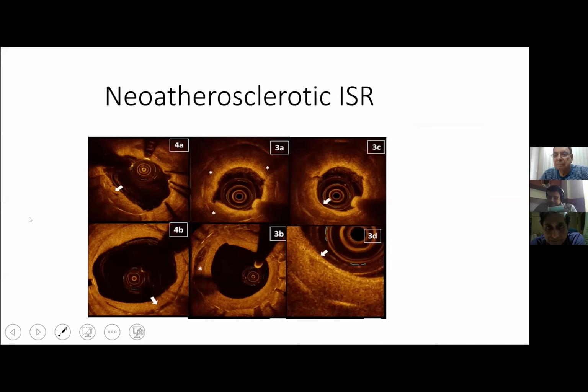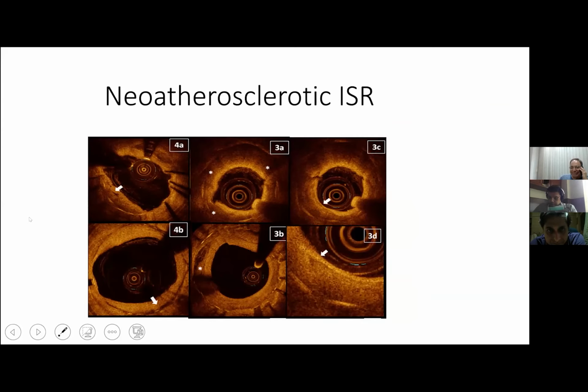And this is another pattern which we call neo-atherosclerotic ISR. In any kind of ISR which starts as a heterogeneous or a homogeneous ISR, as time passes, there is a tendency to convert into a neo-atherosclerotic ISR.